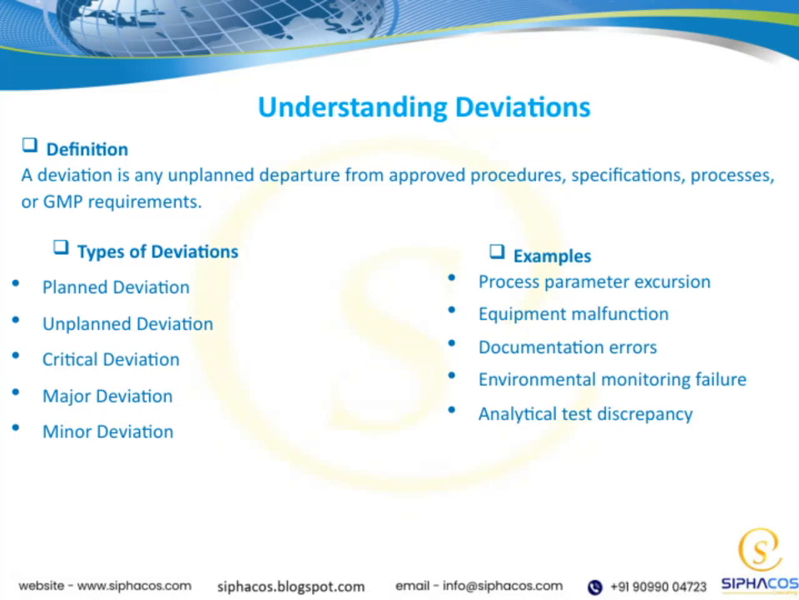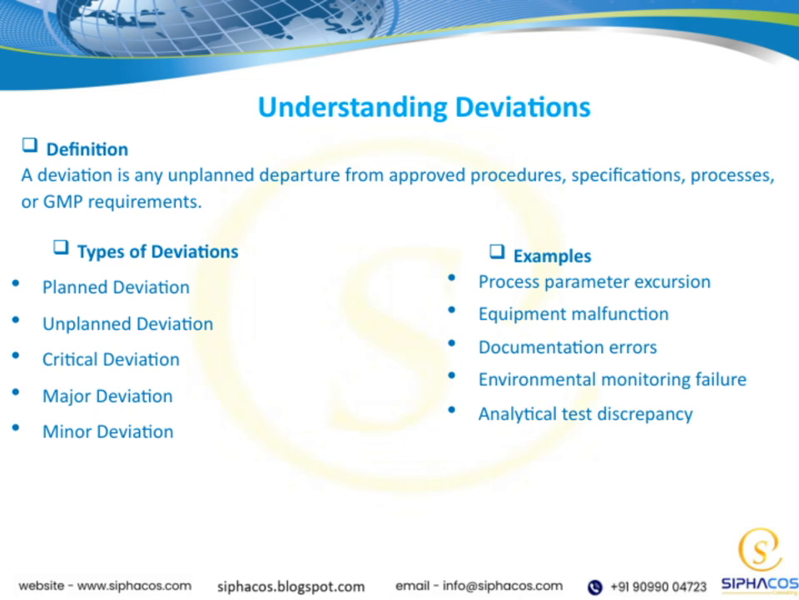Let's look at some common examples of deviations we might encounter. These include process parameter excursions, where conditions go outside the expected range, equipment malfunctions that disrupt operations, documentation errors that can lead to misunderstandings or mistakes, environmental monitoring failures that compromise product quality, and analytical test discrepancies, which may indicate issues with testing procedures or results.